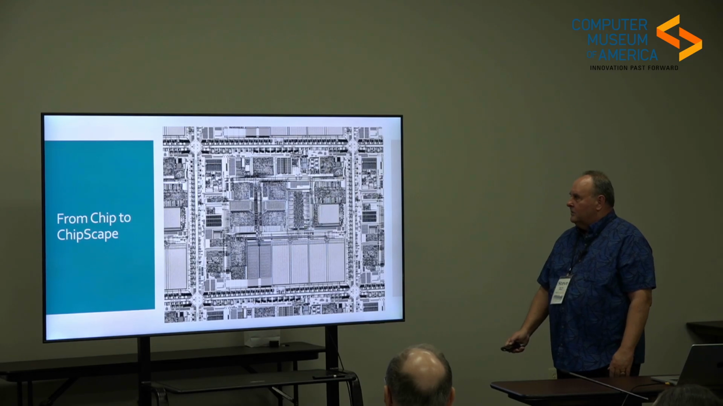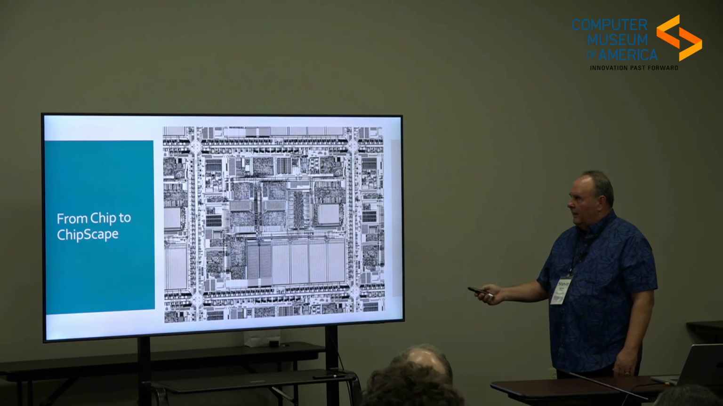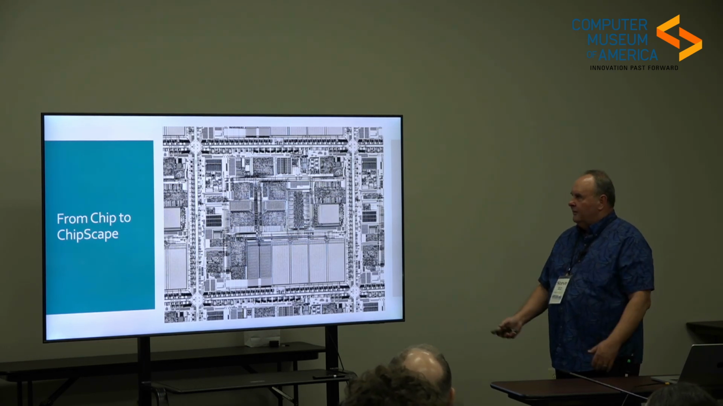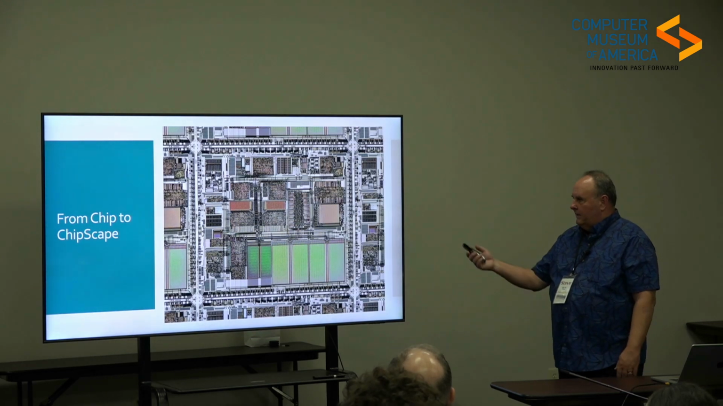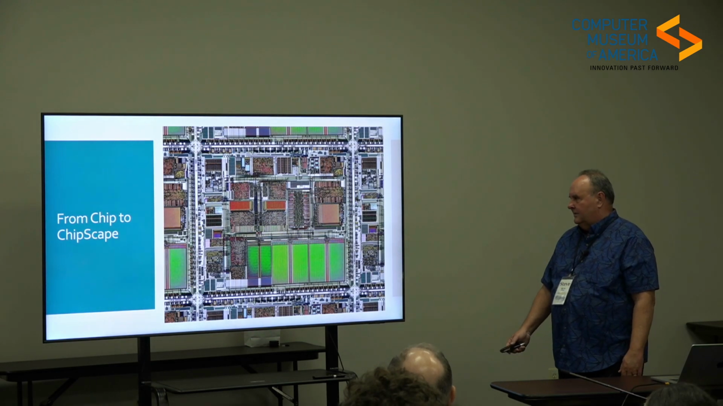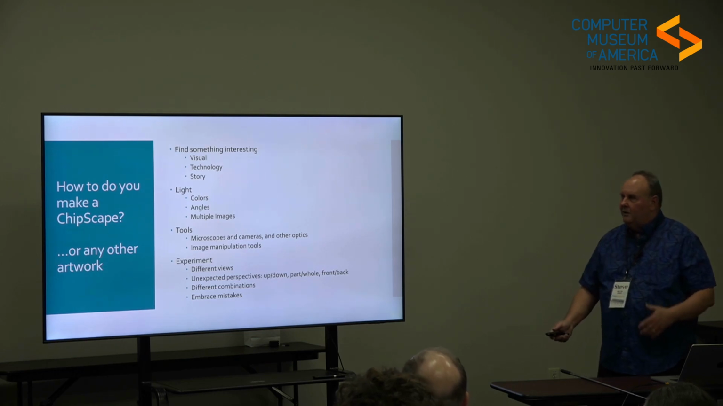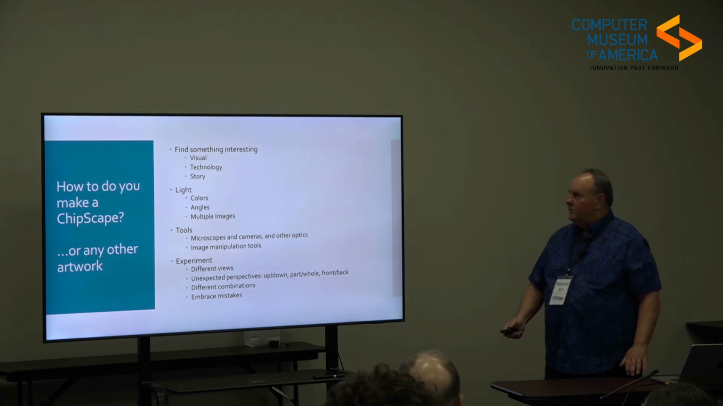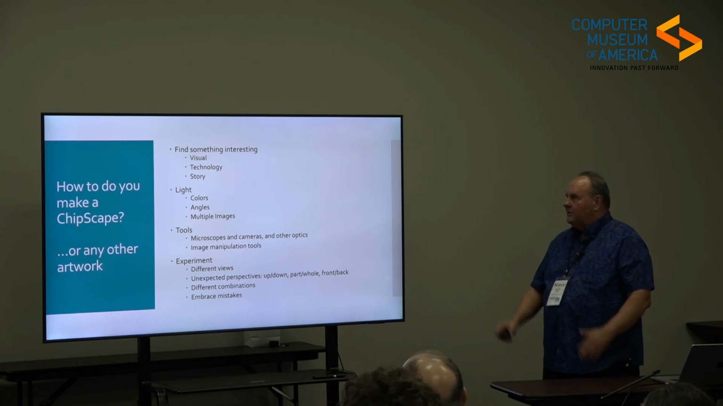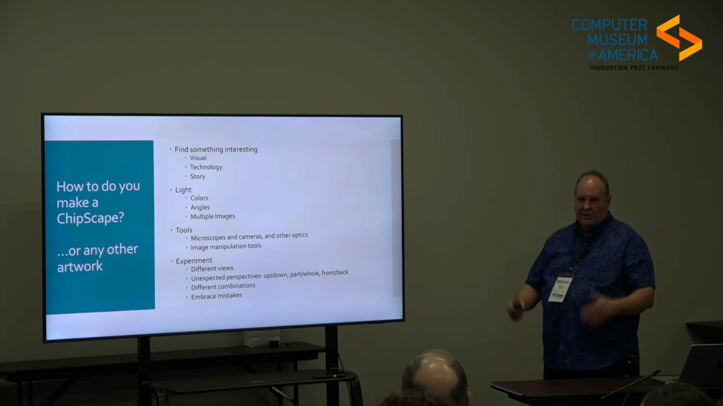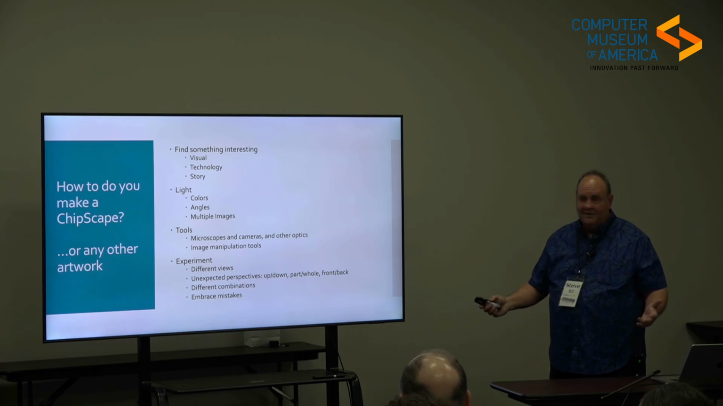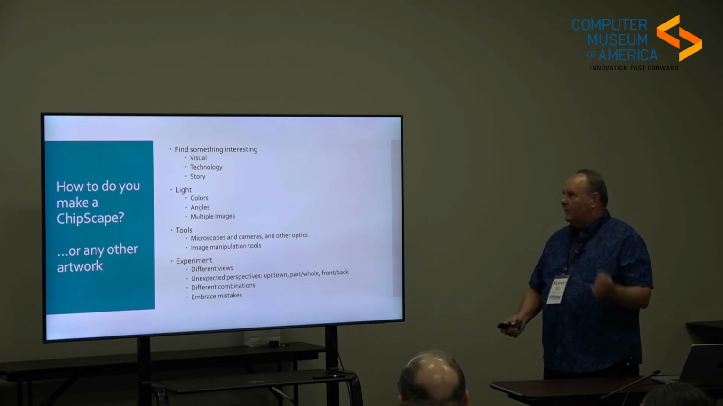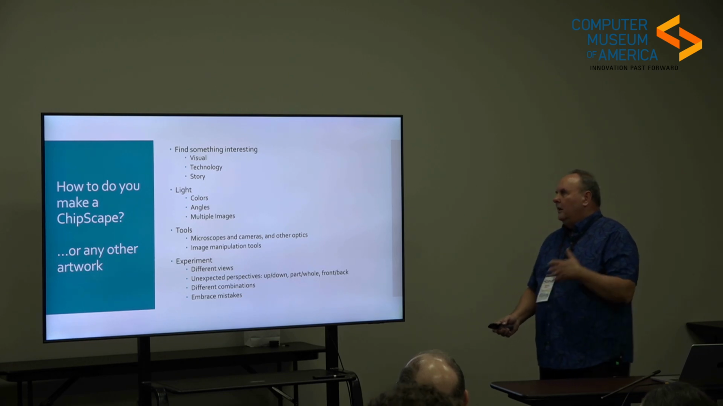Okay. So this is generally what a chip will look like if you look at it under the microscope. It's very gray. But through the magic of ChipScapes, I can take something like that and make it look like this. In any kind of art that you do, and if you want to kind of be good at it, you have to take different approaches. So you need to find something that's interesting about your subject, whether it be chips or bottle caps or whatever. But find something that's either visually interesting or something about the technology and it's got a good story.